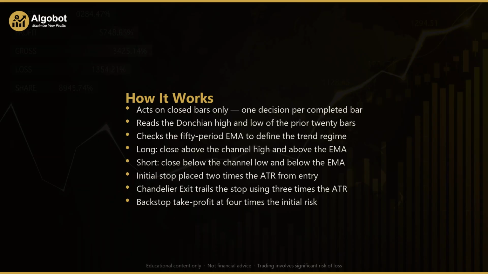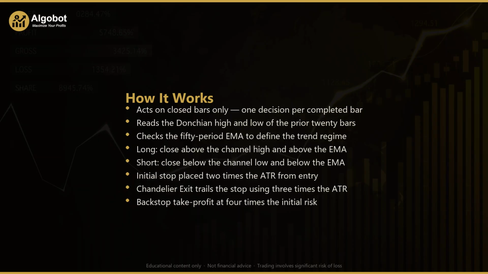Before it does anything, the strategy gathers three readings from the prior bars. First, it finds the Donchian high and low, the highest high and the lowest low over the last 20 completed bars. Second, it calculates a 50-period exponential moving average to define the trend regime. Third, it measures a 14-period average true range, which represents current volatility.